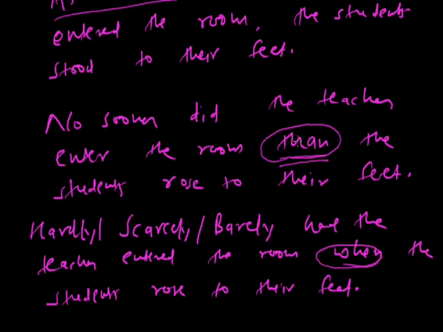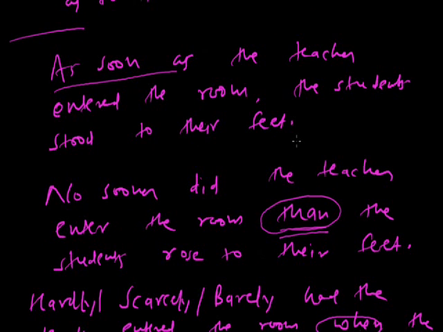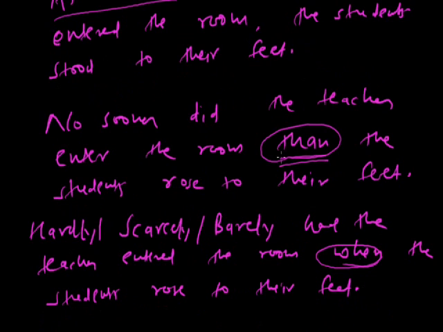And as soon as is something that itself is a connector. Clear? And as far as the connector in the middle is concerned, there's just a comma, nothing else. So as soon as the teacher entered the room, the students stood to their feet. One connector. Second one. No sooner did the teacher enter the room than the students rose to their feet. No sooner. Sooner is a comparative degree, and so we're using the connector than here. Clear? And in the third sentence, we're using the connector when. Hardly, scarcely, barely had the teacher entered the room when the students rose to their feet.